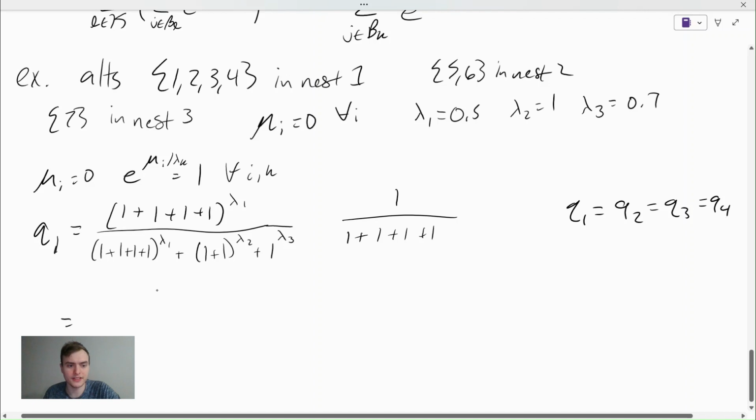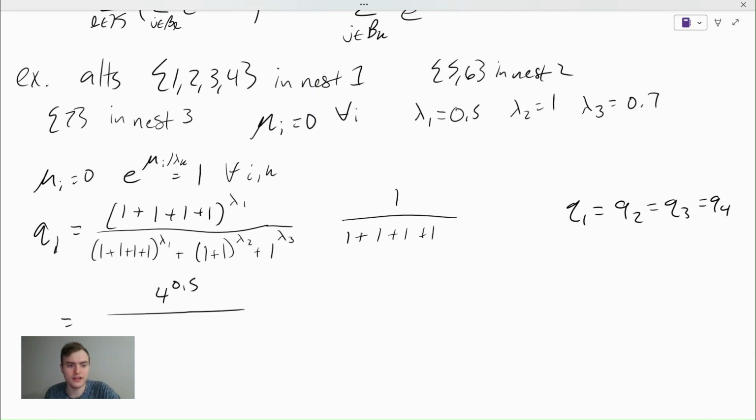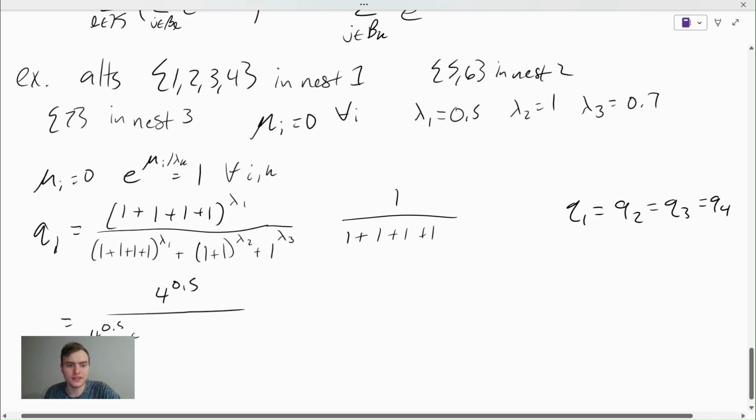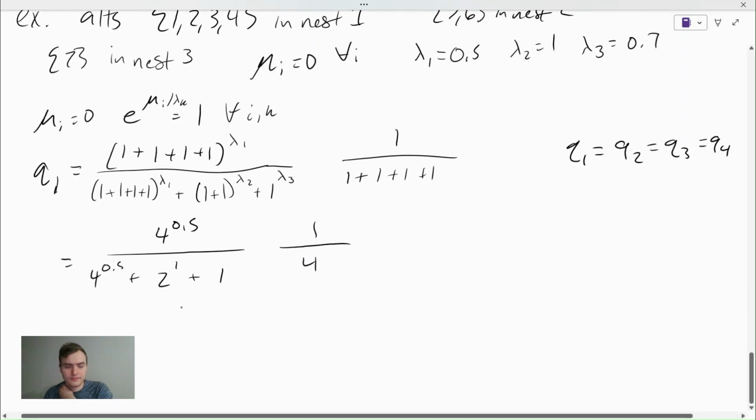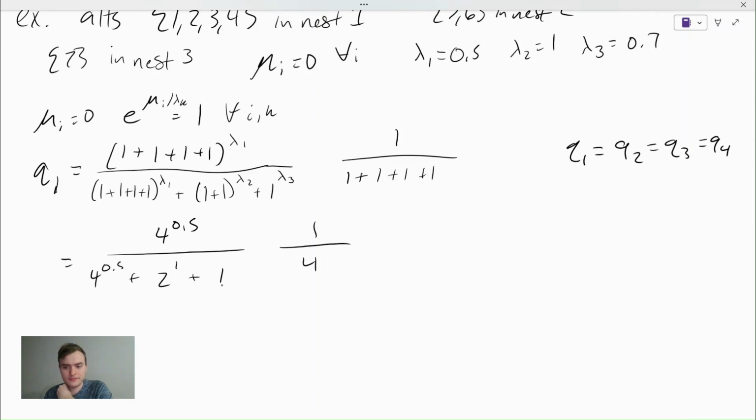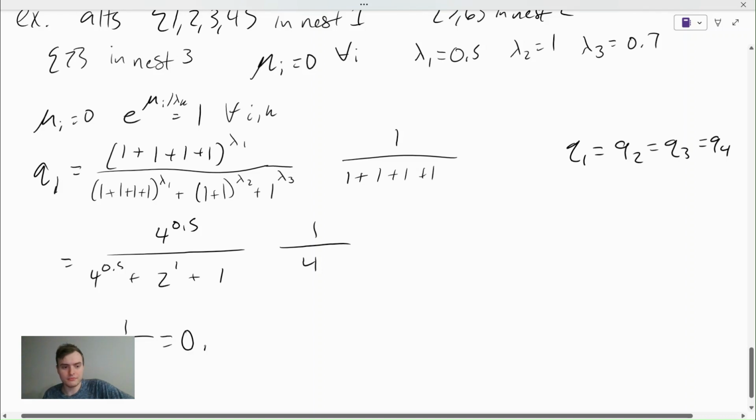And here, let's just simplify. So we have 4 to the 0.5 over 4 to the 0.5 plus 2 to the 1 plus 1, doesn't matter what power it's raised to, times 1/4. So that gives us 2 plus 2 plus 1, which is 5. And then this becomes 4 to the 0.5 on the denominator. So 1 over 10 equals 0.1.